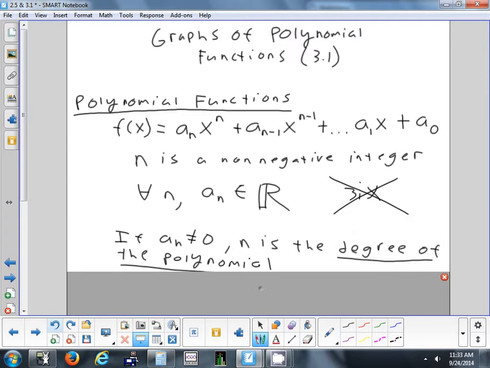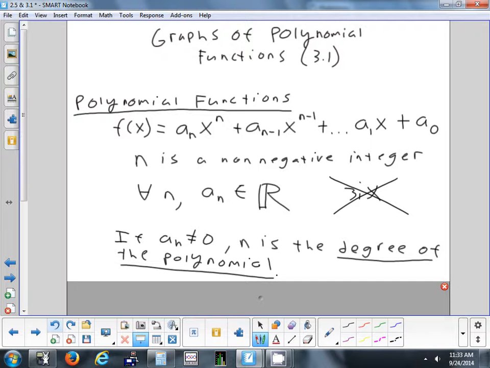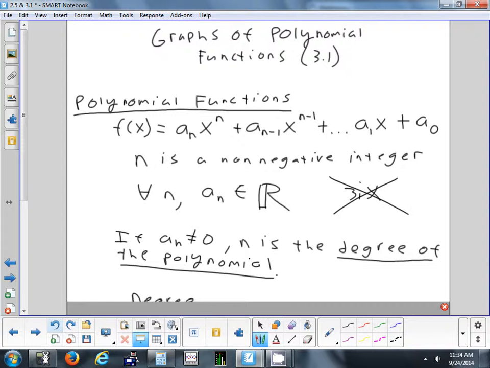And if your first coefficient isn't 0, okay, then that exponent, the highest exponent, is what we call the degree of the polynomial. Okay? Usually we write polynomials in descending order. Highest exponent down to lowest. Like 3x squared plus 2x minus 7. Started with the highest exponent, down to the lowest. And again, that highest exponent, as long as that term doesn't have a coefficient of 0, it's called the degree.